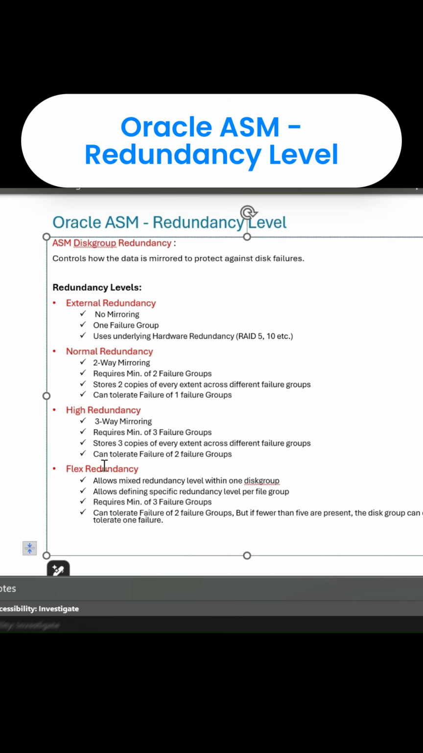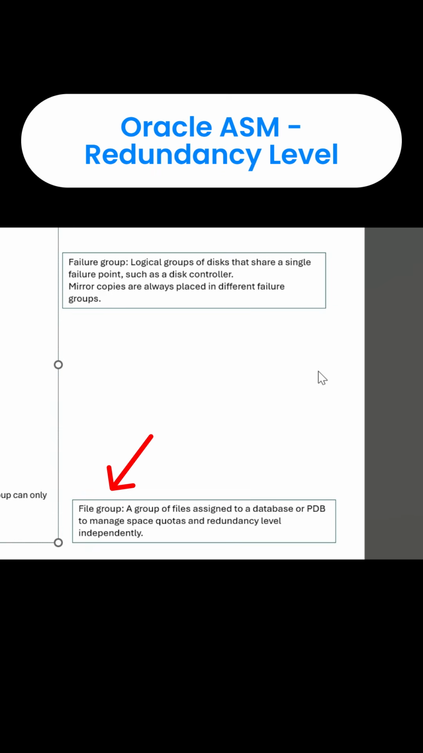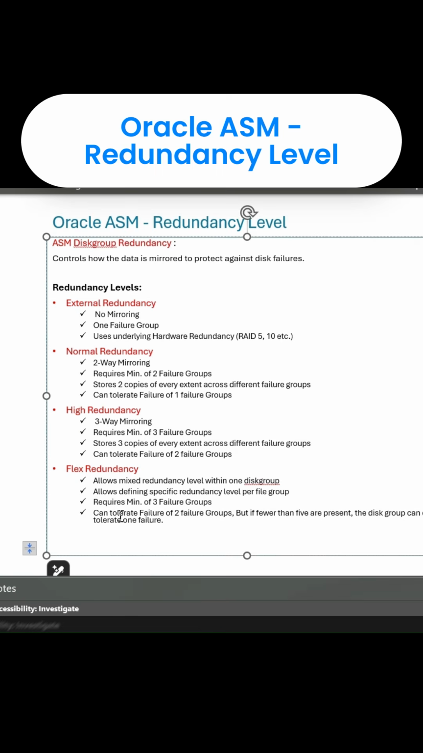Next is flex redundancy. It was introduced in Oracle 12c Release 2. It allows mixed redundancy levels within one disk group. So you can define different file groups. A file group is a group of files assigned to a database to manage the quotas and redundancy level independently. So you can divide your disk group into different file groups, and each file group can have a different redundancy level. It requires a minimum of three failure groups.